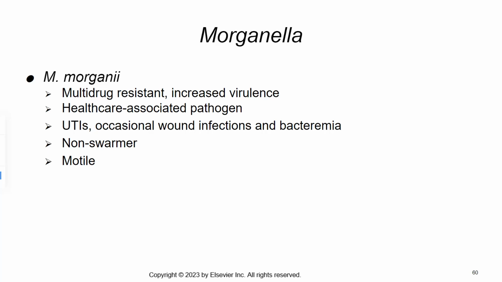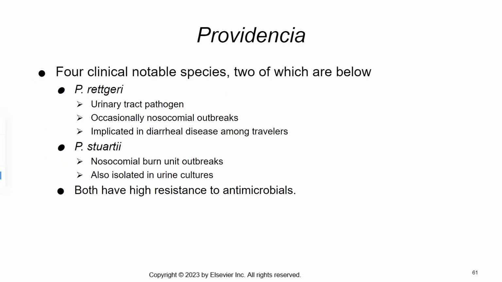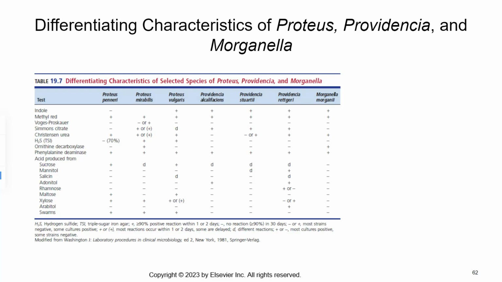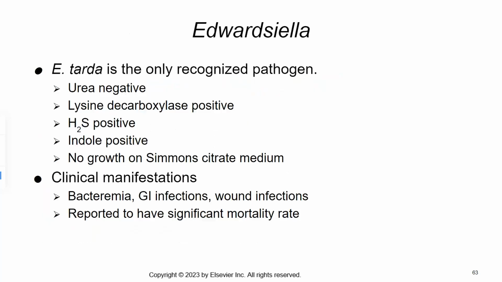Morganella is multi-drug resistant with increased virulence, a healthcare-associated pathogen, causing UTIs, occasionally wound infections, and bacteremia. It's a non-swarmer and it's motile. Providencia, there's 4 notable species. Both have high resistance to antimicrobials. These are some differentiating characteristics of Proteus, Providencia, and Morganella.